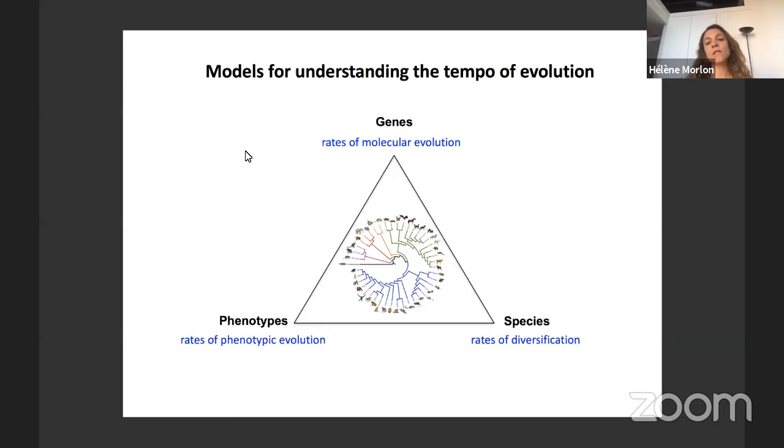By adjusting these different models to comparative data, we can estimate parameters of our models that most often are related to rates of evolution. So for example, we're going to be able to estimate rates of molecular evolution, rates of substitution, rates of phenotypic evolution, or rates of diversification. So for example, the speciation rates and extinction rate of species.